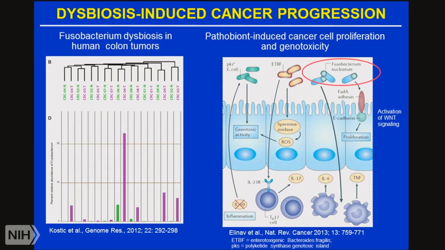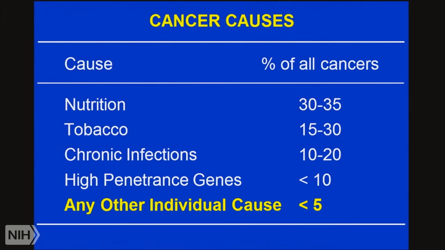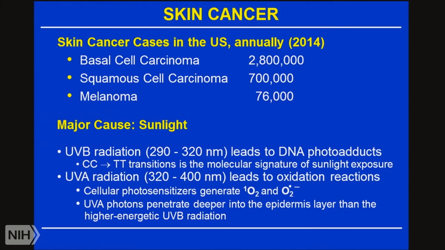So clearly, the human microbiome, if it goes through alterations that are disease associated, may promote cancer progression. And then last, the other cause, where oxidative stress may contribute to cancer development. A really good example is skin cancer. People are really interested in melanomas because they are deadly. The other skin cancers don't do that. You just cut them out.